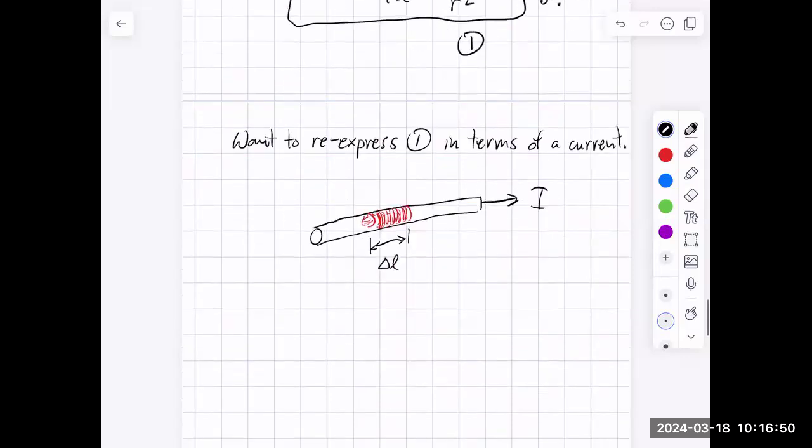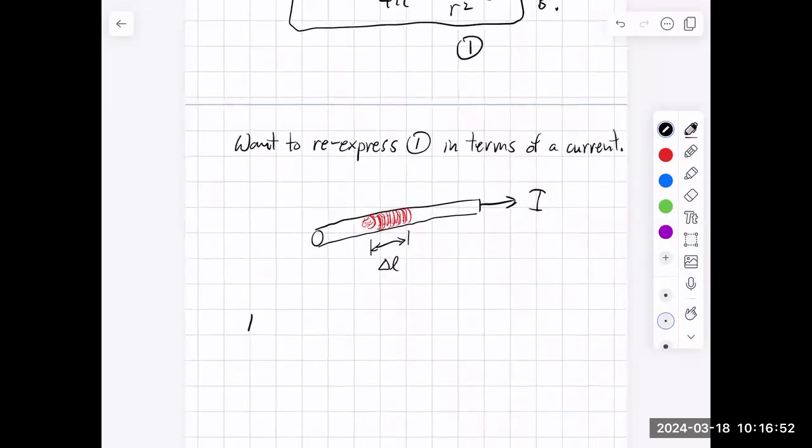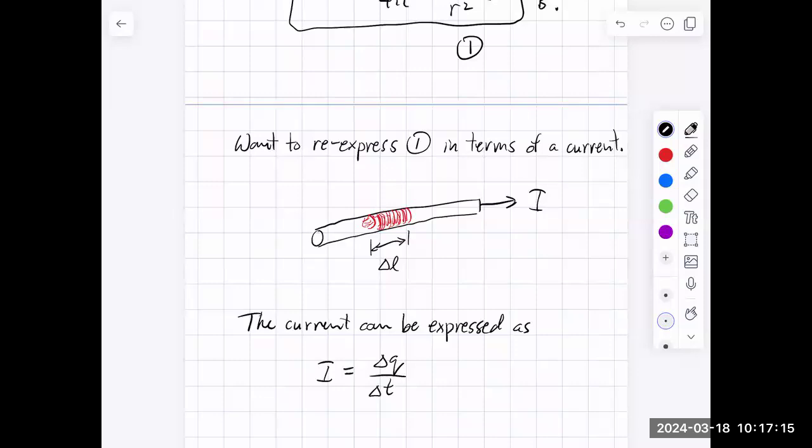Fair enough. So the current can be expressed as, well, we know that I is how much charge crosses a surface in a time delta t. So imagine we put an imaginary surface that passes through our wire. We count how much charge crosses that surface in a time delta t. The ratio of that charge and delta t gives the value of the current.